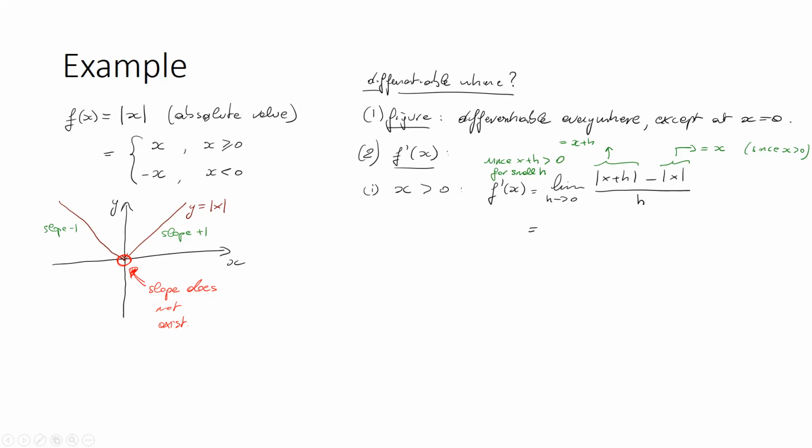So that's an important point, because now we can get rid of those nasty absolute values, and we can just write this limit as x plus h minus x divided by h. And of course, the h cancels, and we have the limit of h going to 0 of h divided by h. So that is, of course, 1. So that tells us that our slope is 1 for all positive x's.